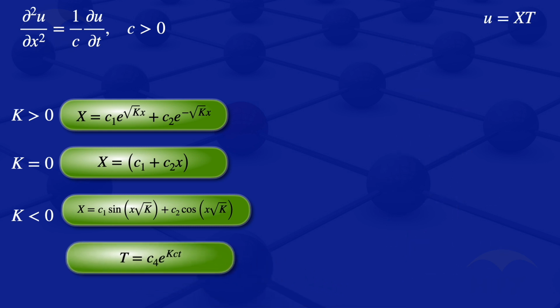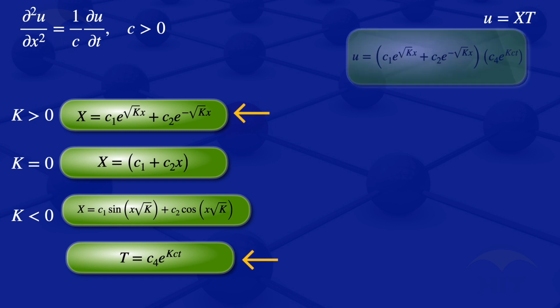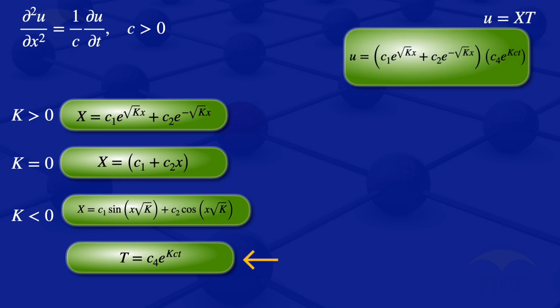But using the method of separation of variables, we say that the solution for u equals x times t. We have our x, we have our t. Our x, we said, depends on the sign of k. So if k is greater than 0, we would have our u equals x times t. So we would have this x multiplied by this t, and it will give us u equals c1 exponent of root k multiplied by x plus c2 multiplied by exponent of minus root k multiplied by x, then multiplied by c4 exponent of kct.